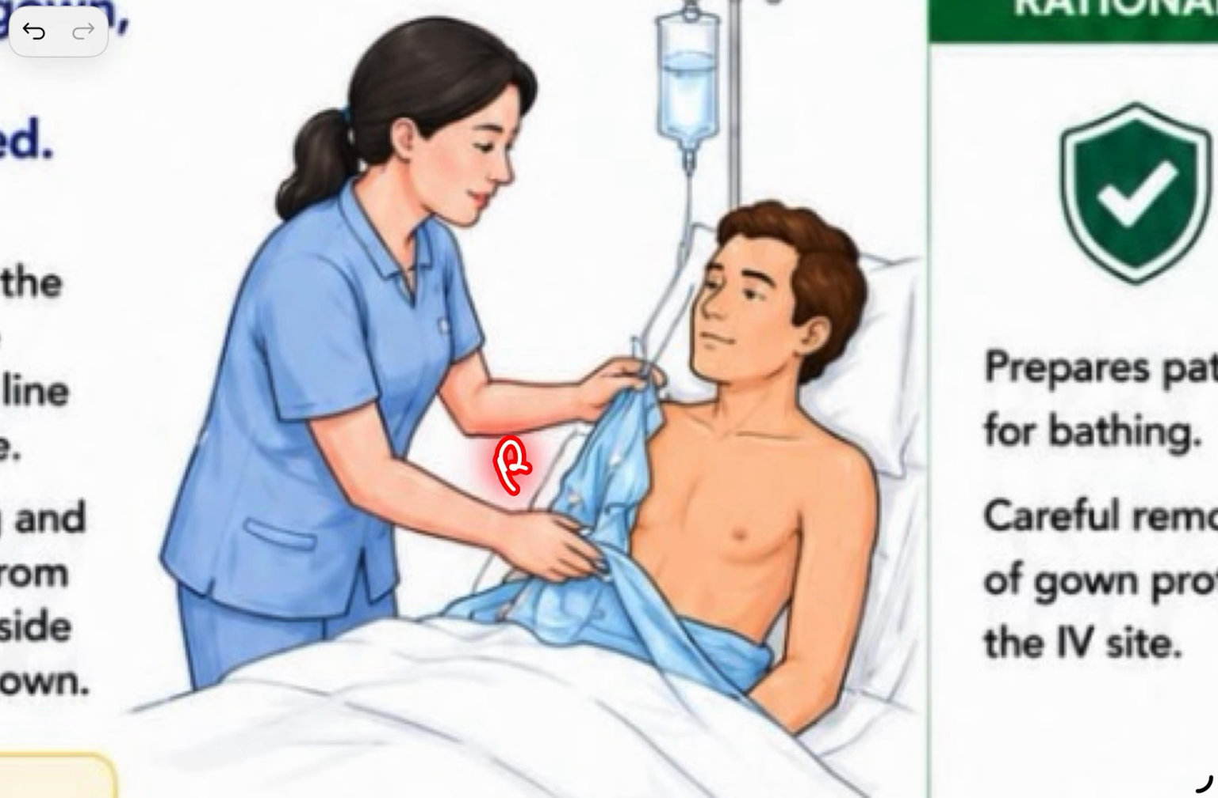This is the right side of the patient, this is the left side of the patient. So, the left side of the patient is the non-IV site and the right side of the patient is the IV site. First we need to remove the gown on the non-IV site. Clear? Don't pull it forcefully on the IV side. You can pull it forcefully on the non-IV side, but you should not pull it forcefully on the IV side.